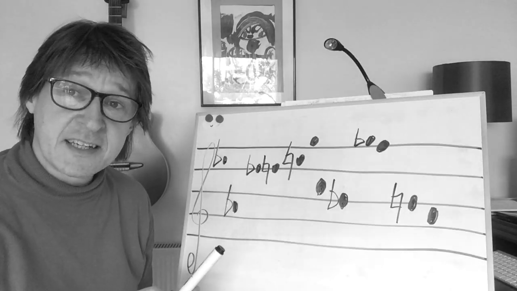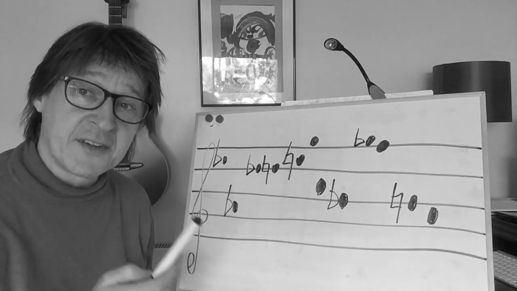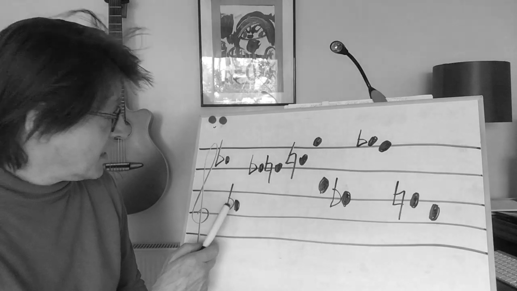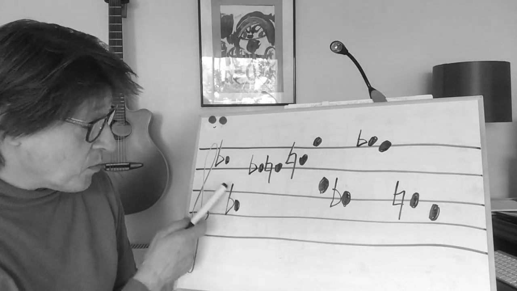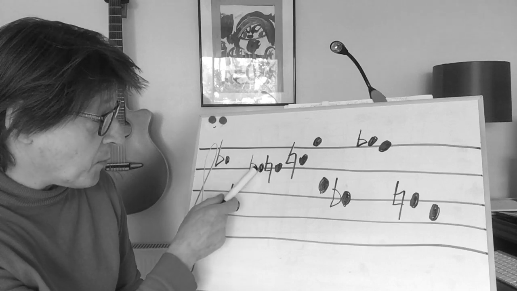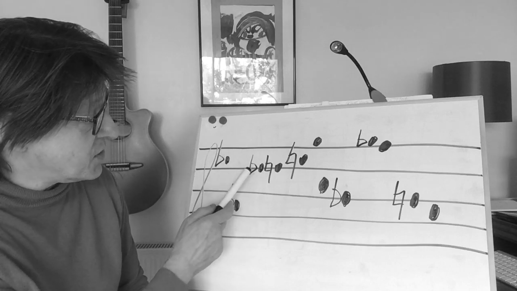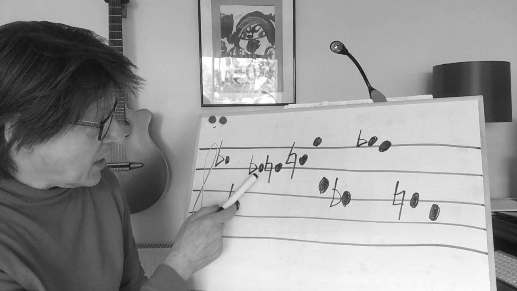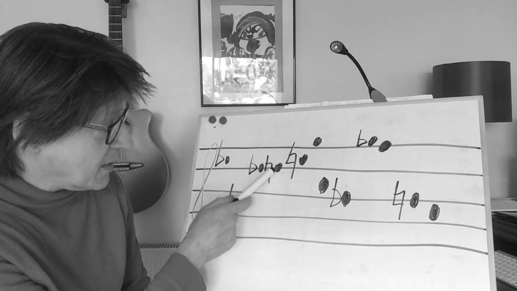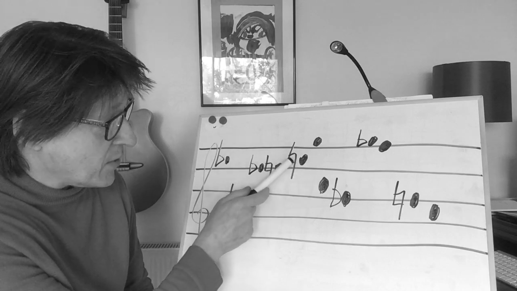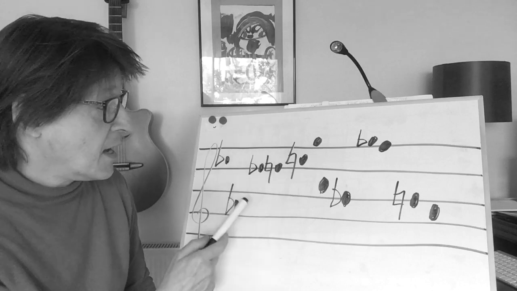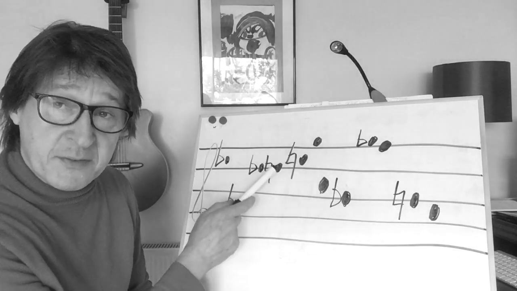The next idea is to take the tone row and invert the intervals. Where we had the perfect fourth descending, moving downwards, we now have the perfect fourth ascending, moving upwards. Where we had the semitone going down, we now have the semitone going up. Where we had the tone going down, we now have the tone going up. Where we had the minor third going down, we now have the minor third going up. And all of these intervals are just being inverted.